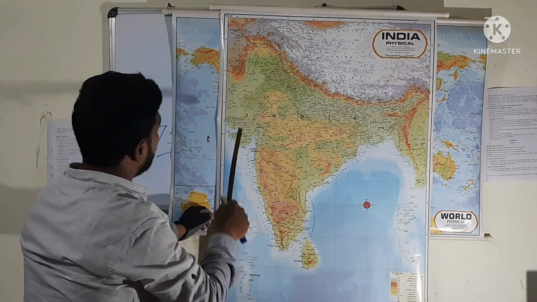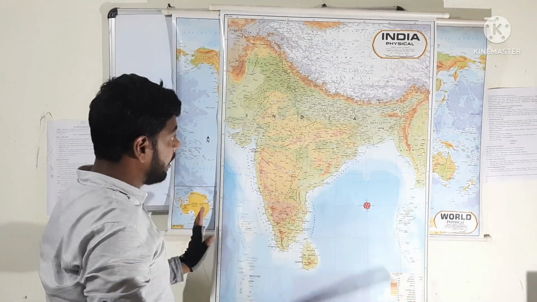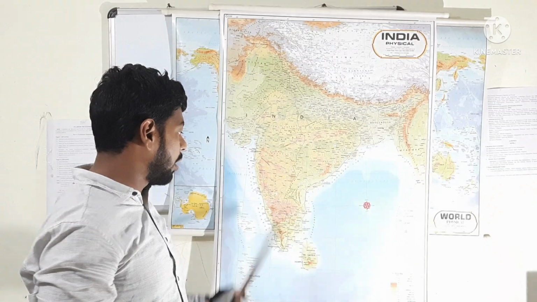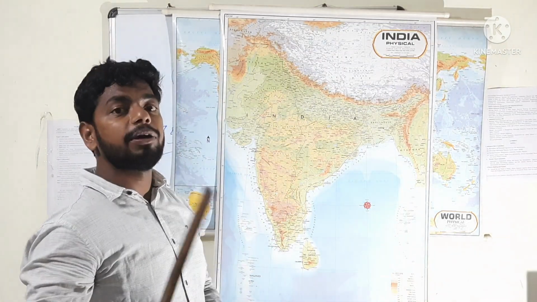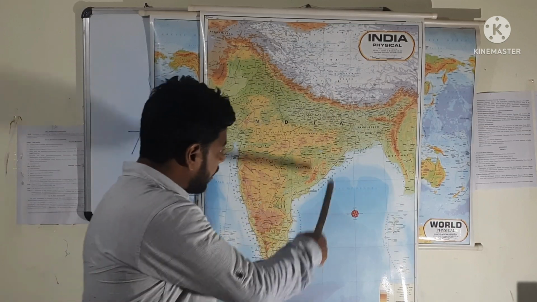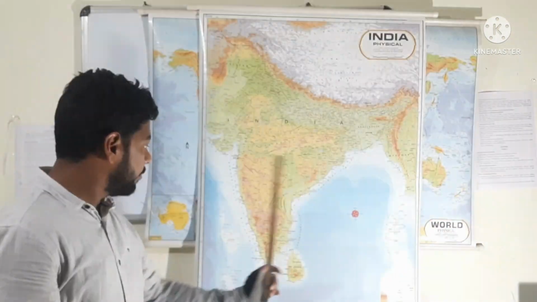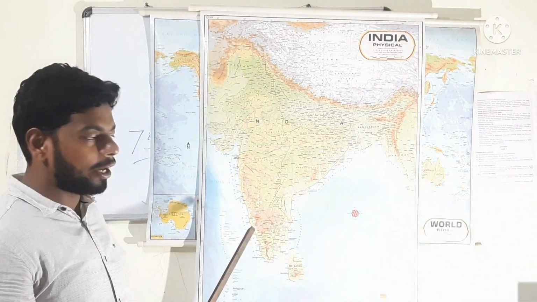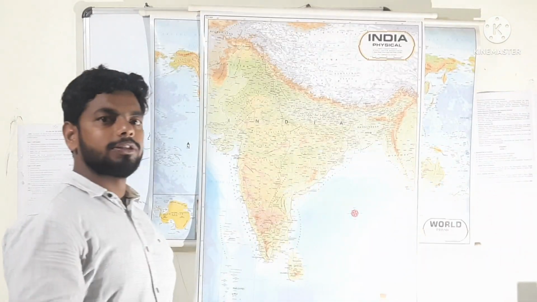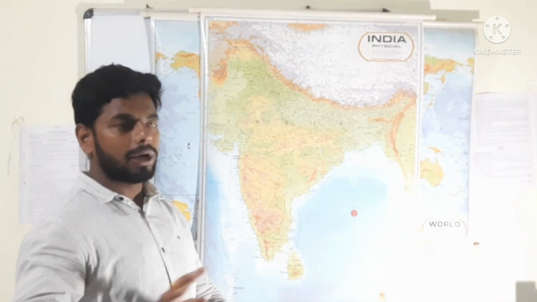So India has land frontiers of 15,200 kilometers and its coastline, that is around half, 7,516.6 kilometers, and that includes mainland and islands. Islands, that is the Andaman and Nicobar and Lakshadweep. Okay, guys. So in this way, the latitudes, locations, and extensions you have completed.